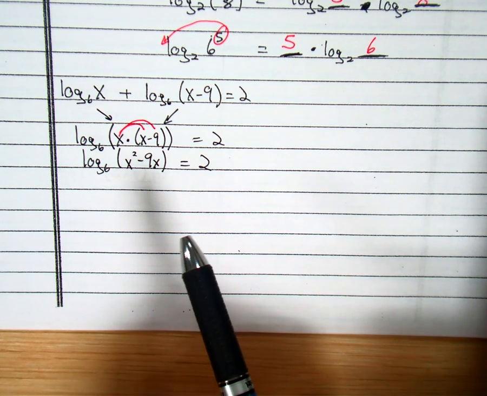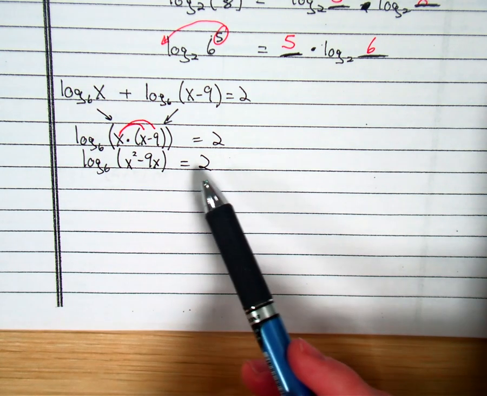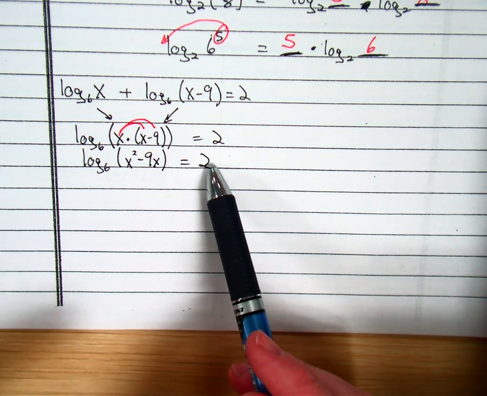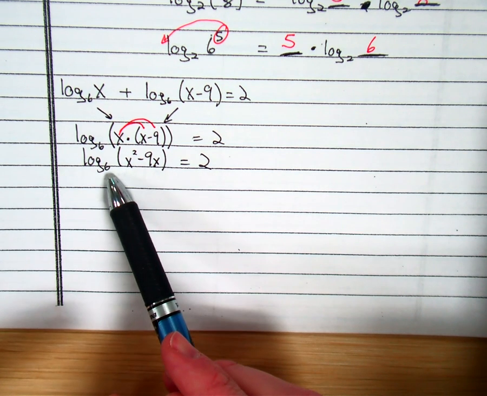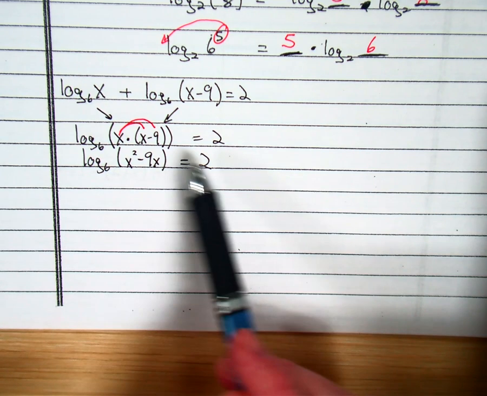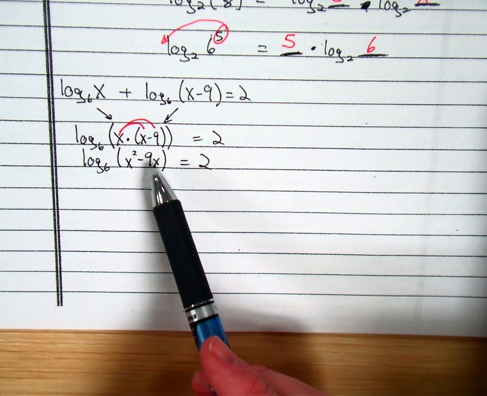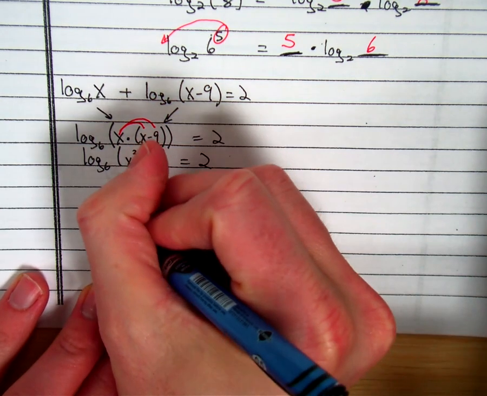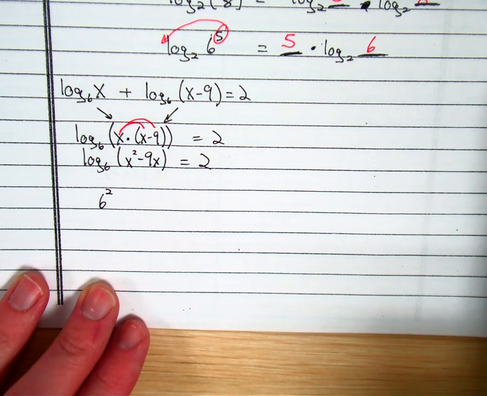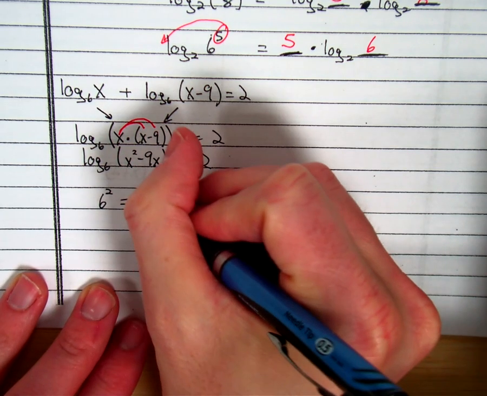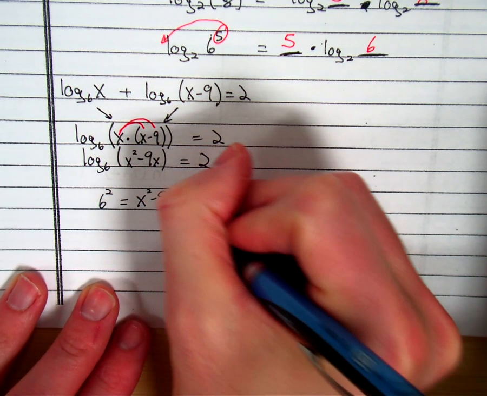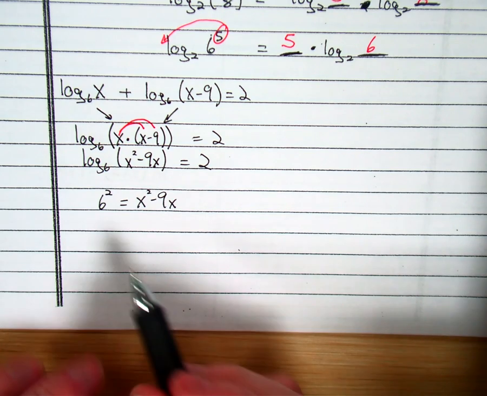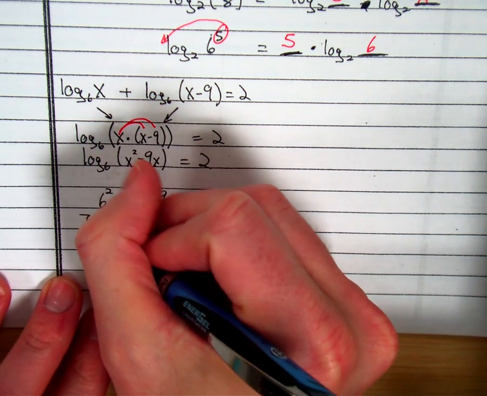Now we're going to use our original definition of the log. Okay, the answer to a log problem is a power. 2 is the power of base 6, so 2 is the exponent on top of 6 that equals that quantity. So we should have 6 to the second power equals x squared minus 9x. Okay, 6 squared is 36.